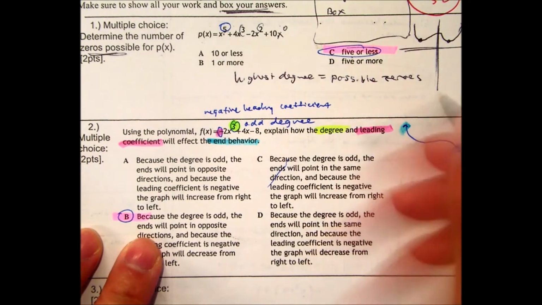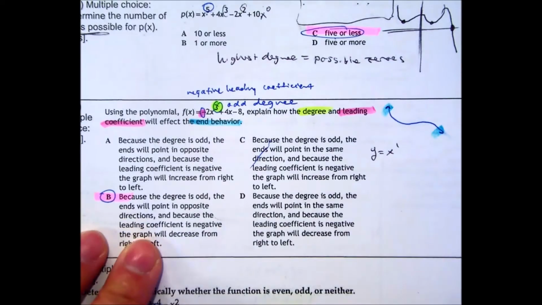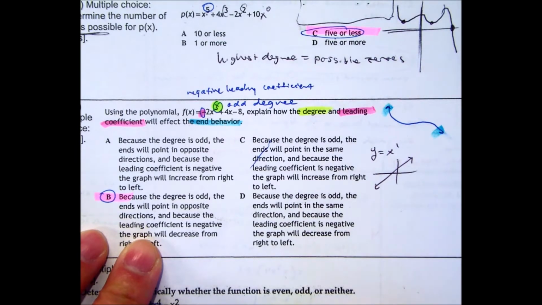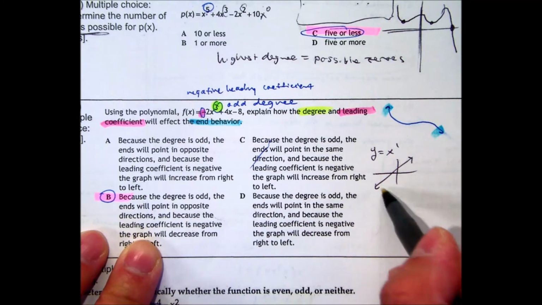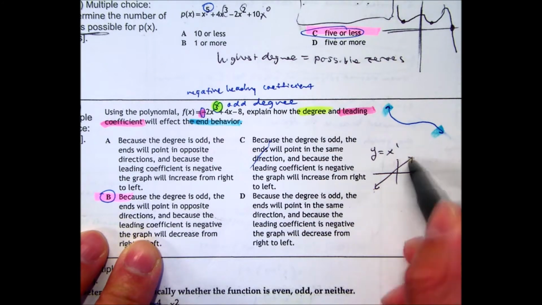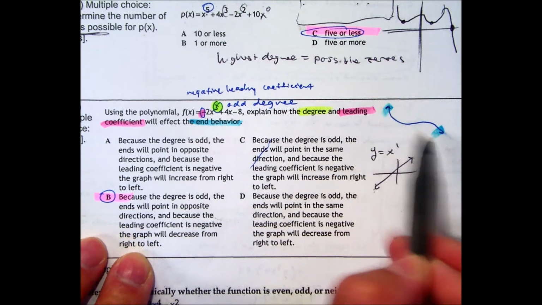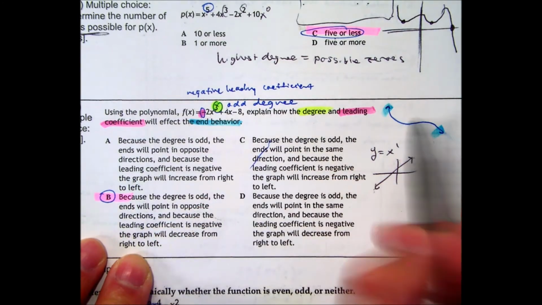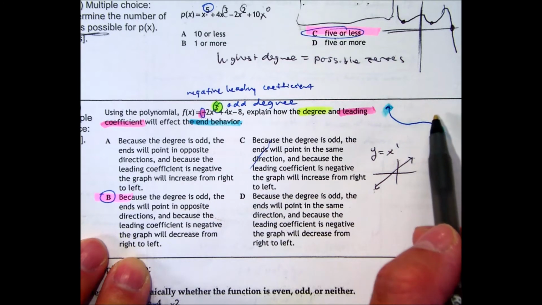Remember, go back to the easiest odd degree you know. The easiest one is x to the first. What does x to the first look like? It starts down, ends up. The negative leading coefficient changes these points. So now the graph's going to look like this. Starts up, ends down. It's an odd degree, so these arrows are in opposite directions. Evens will be in the same direction, like a quadratic.